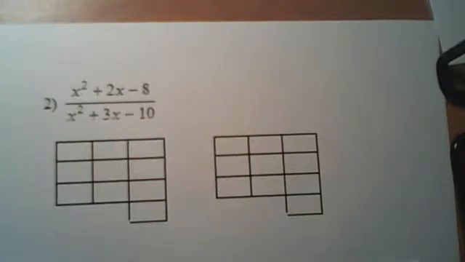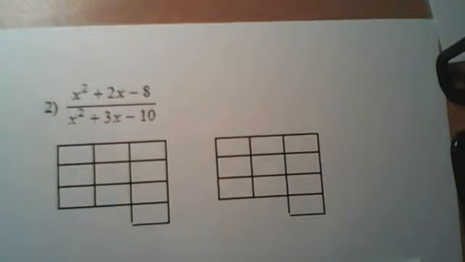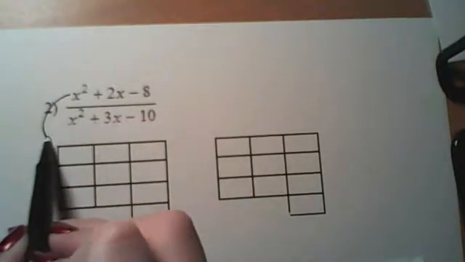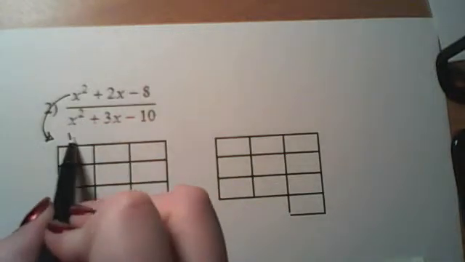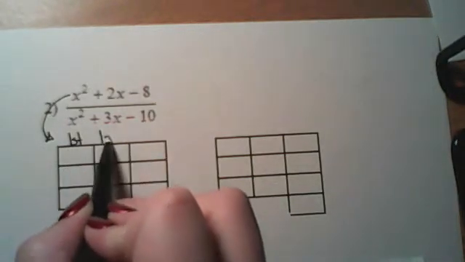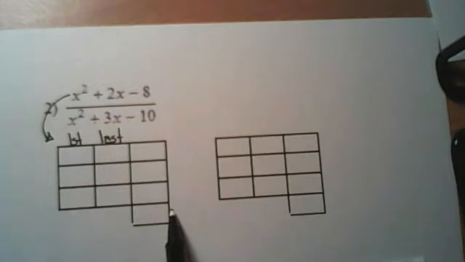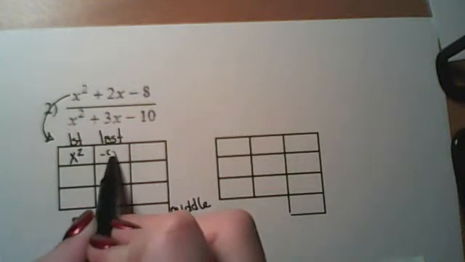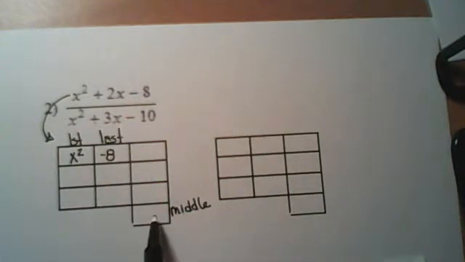This is an example of simplifying a rational expression, where we need to factor both our numerator and our denominator. So let's look at our numerator and factor that first. I'm going to put it in my first, last, and then my middle. So my first term is x squared, my last term is negative 8, and then my middle term is 2x.